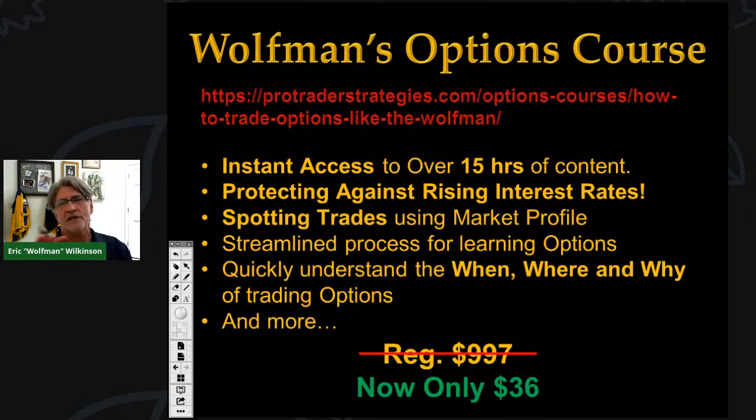Basically, you guys are getting well over 15 hours of content. We're going to be talking about rising interest rates. Yeah, interest rates started going down, but is this inflation transitory? We've been talking about that I don't know how long. And spotting trades using market profile. Folks, if you aren't using market profile, it is the psychology of the market. It tells you when things are overbought and oversold, and when it's just happy medium. It's kind of like the three bears: too hot, too cold, and just right. Also, quick understanding of when, where, and why we're trading options, all kinds of new stuff in there that you guys can take advantage of.